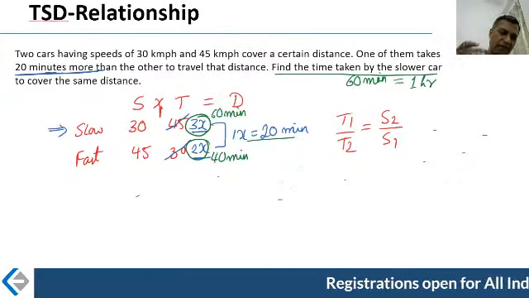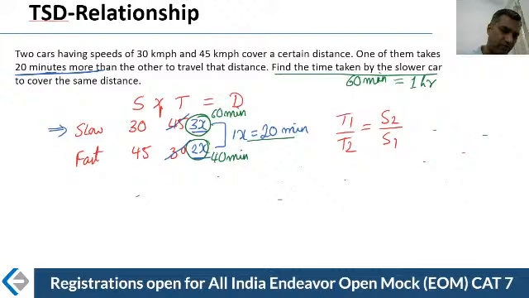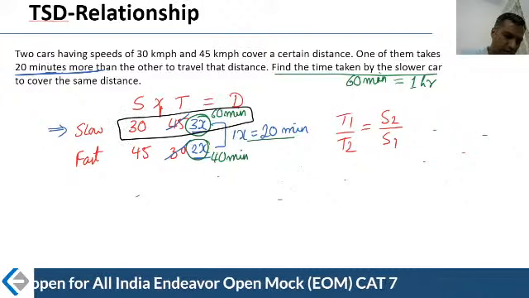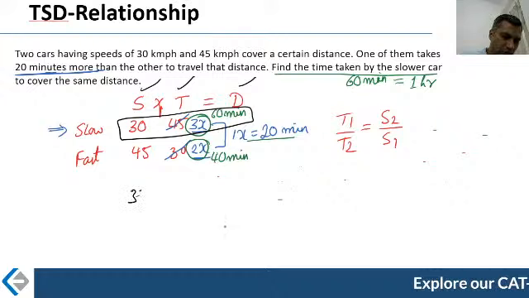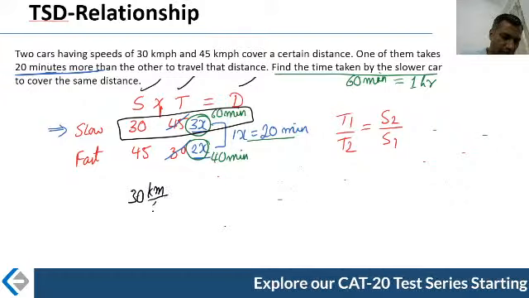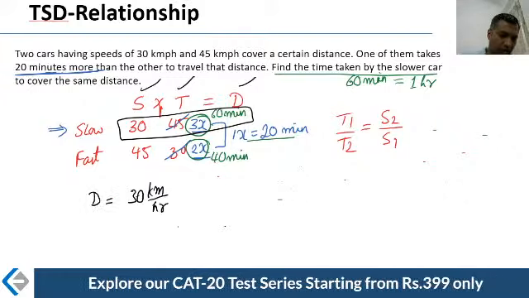You may say, can I find the distance from here? Yes, of course, you can. Either you can look at the first line or the second line to write the distance, because it's given. Speed times time is nothing but distance. So what is the speed? 30 kilometers per hour. I'm trying to find distance, friends. That's not the question, but I'm just illustrating it here.